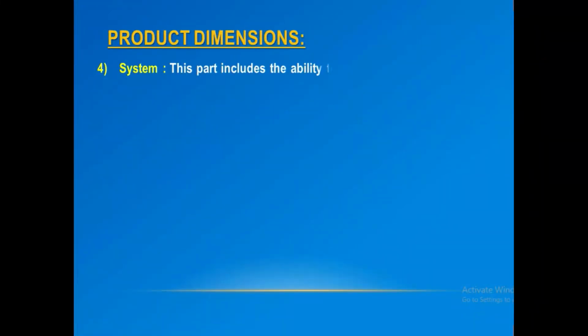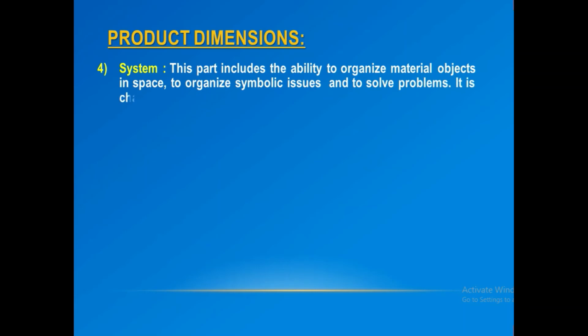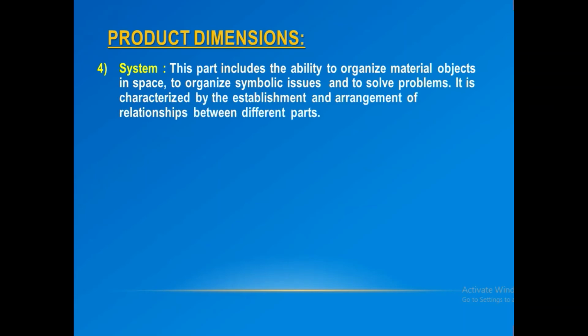Next is system. This part includes the ability to organize material objects in space, to organize symbolic issues, and to solve problems. It is characterized by the establishment and arrangement of relationships between different parts.